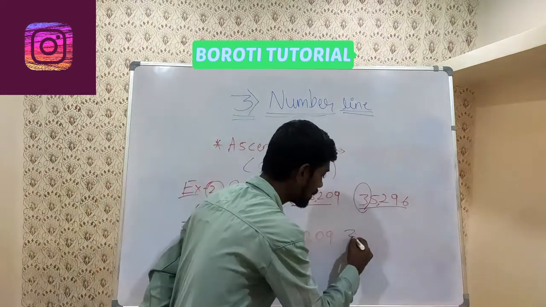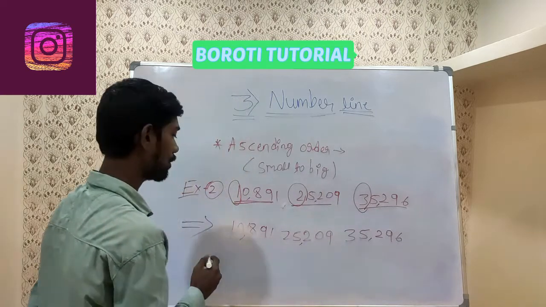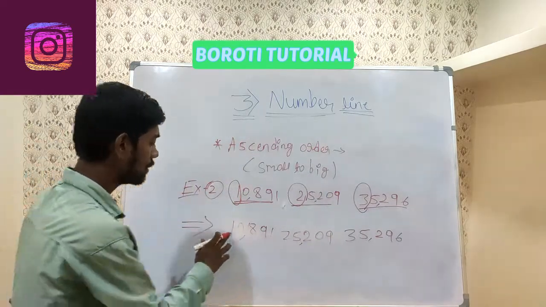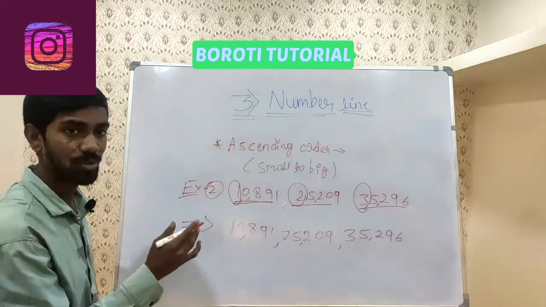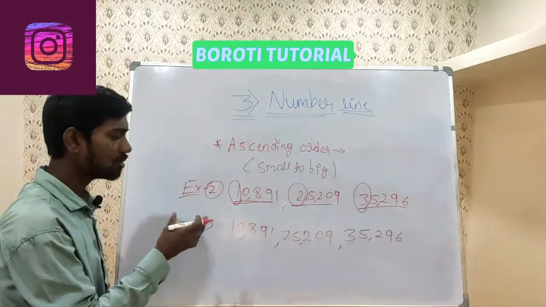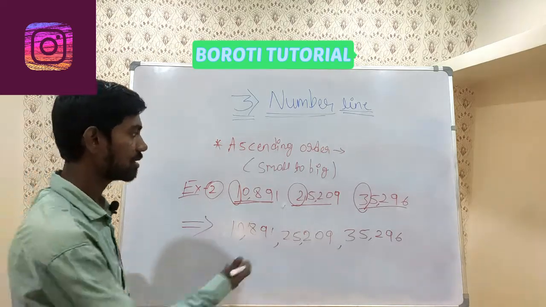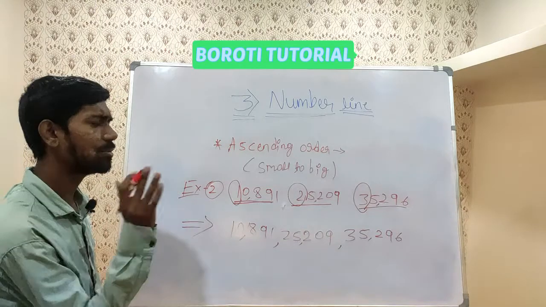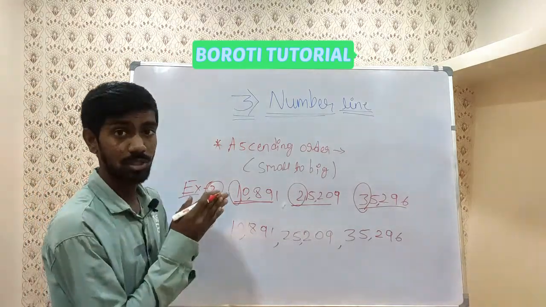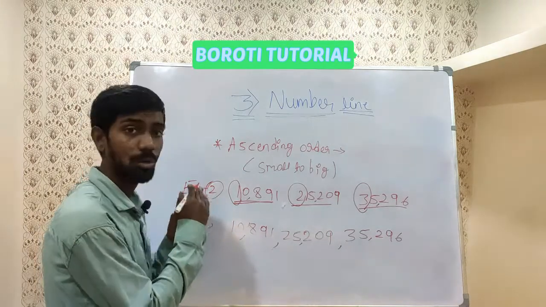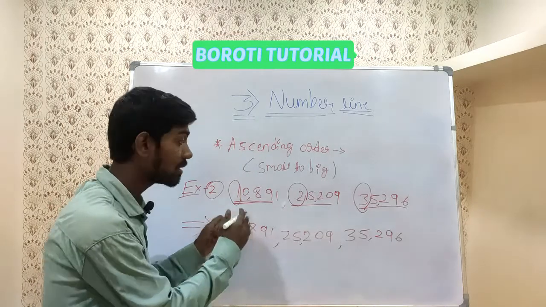The next number will be the highest value, 35,296. Now understood? We will also take commas in between them to represent the ascending order, because the commas differentiate those numbers into different parts. So this is the ascending order; we can write any numbers if they are given. We just have to take how many numbers are given, and find which is the smallest number.